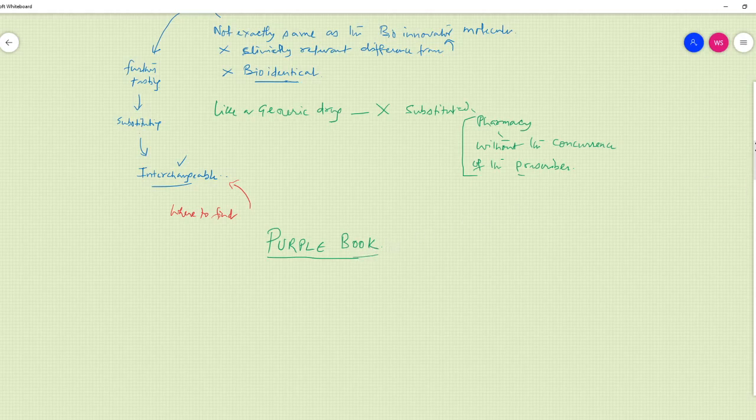What about generic? In the generic drug, a similar book is called the Orange Book. So what does the Orange Book contain? It contains the bioequivalence data of all the generic preparations which are available, and so that can be referred for switching the drug at the level of the pharmacy. For the biologic drug, it is the Purple Book.